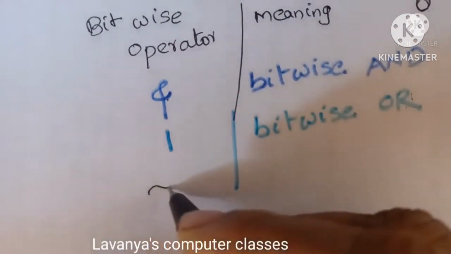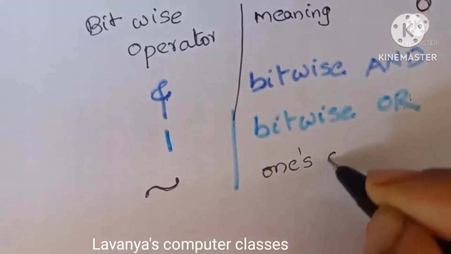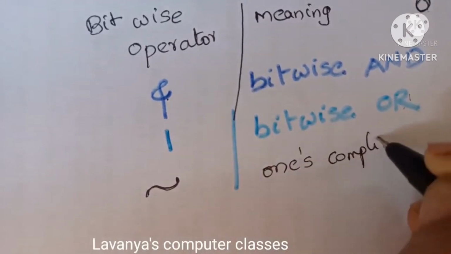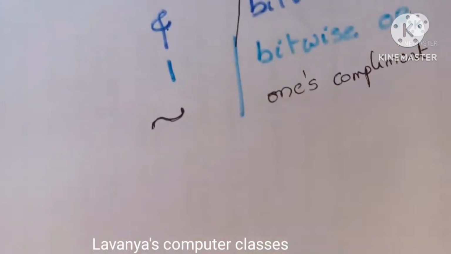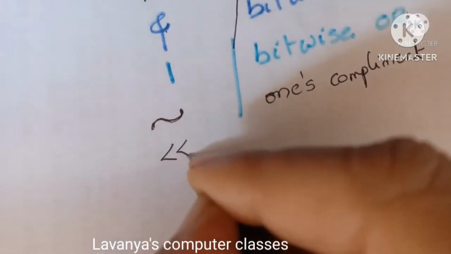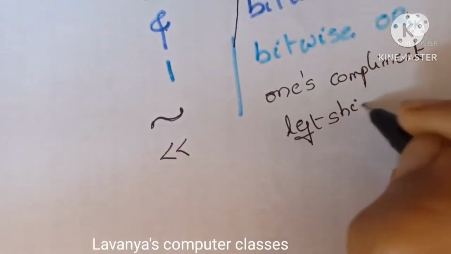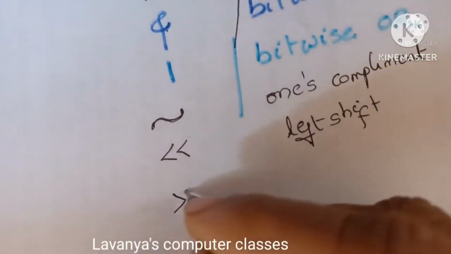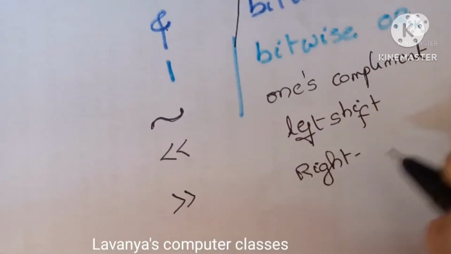Then the tilde character. This is called one's complement. One's complement means negation. It is the one's complement operator. Then two less than symbols are for the left shift operator, and two greater than symbols are called the right shift operator.